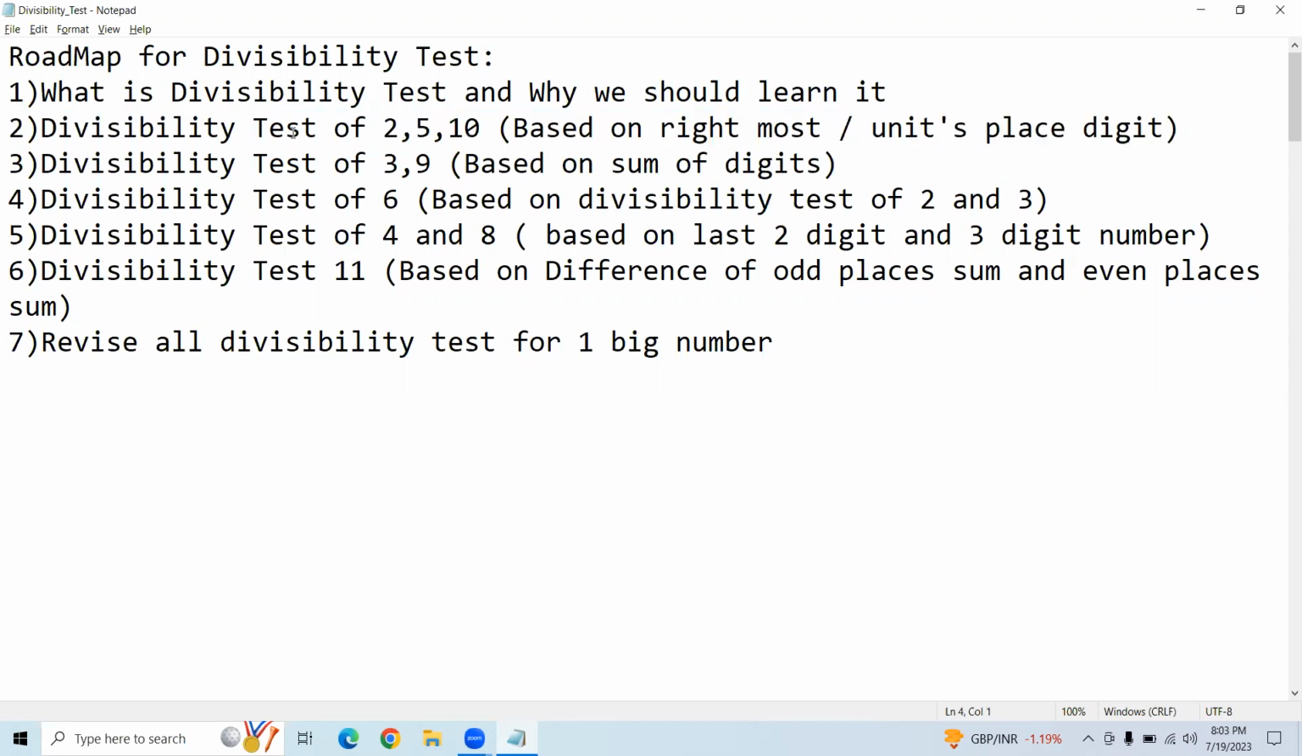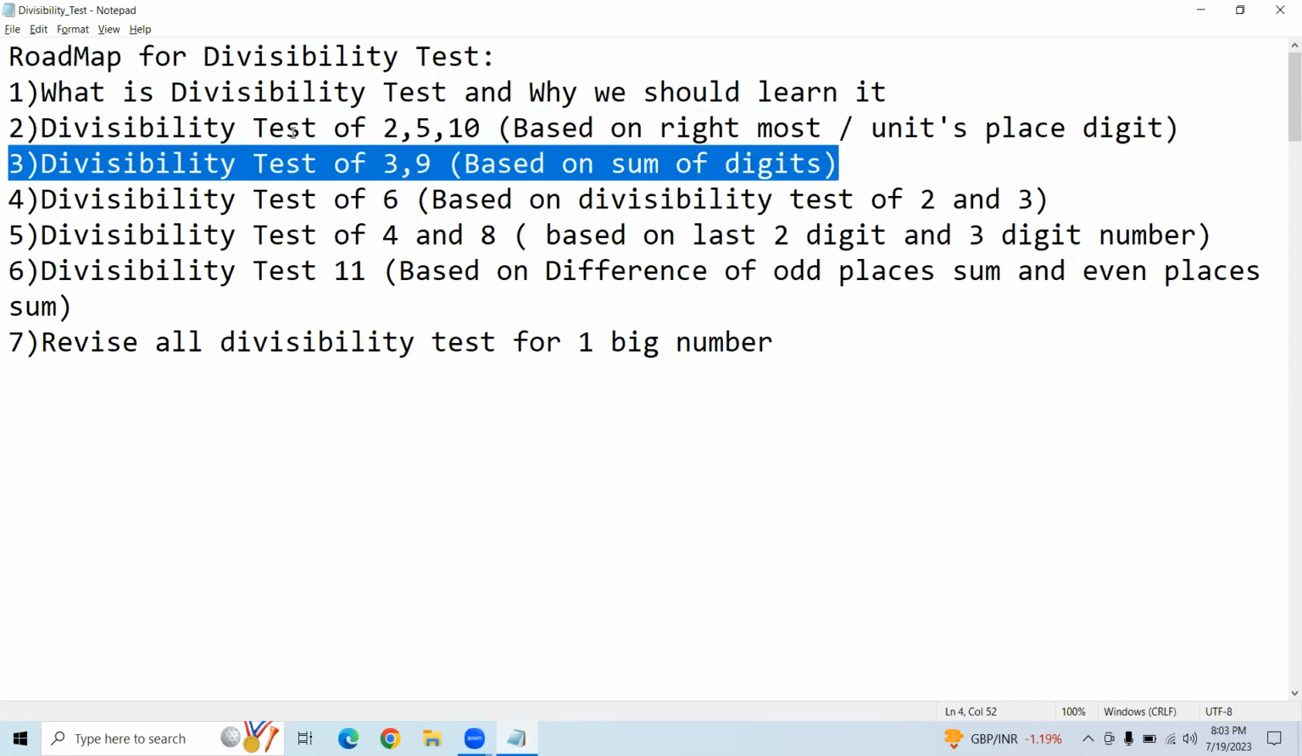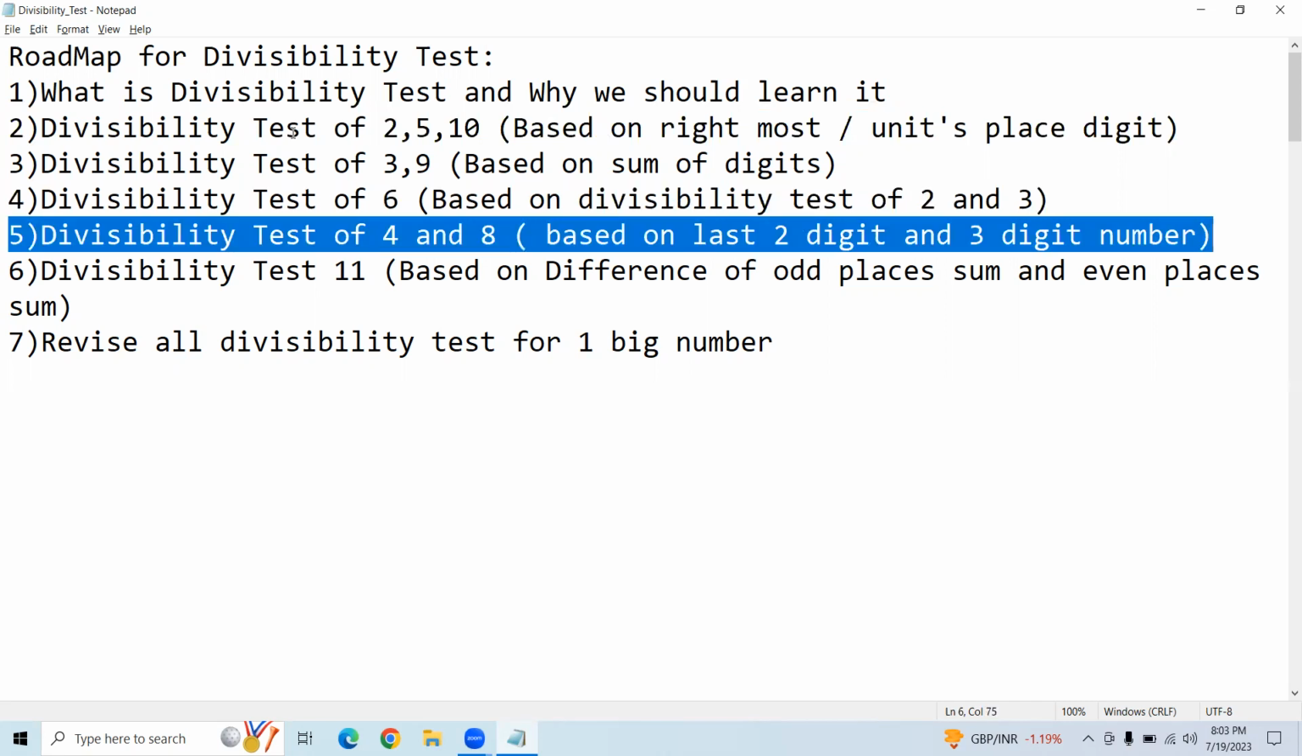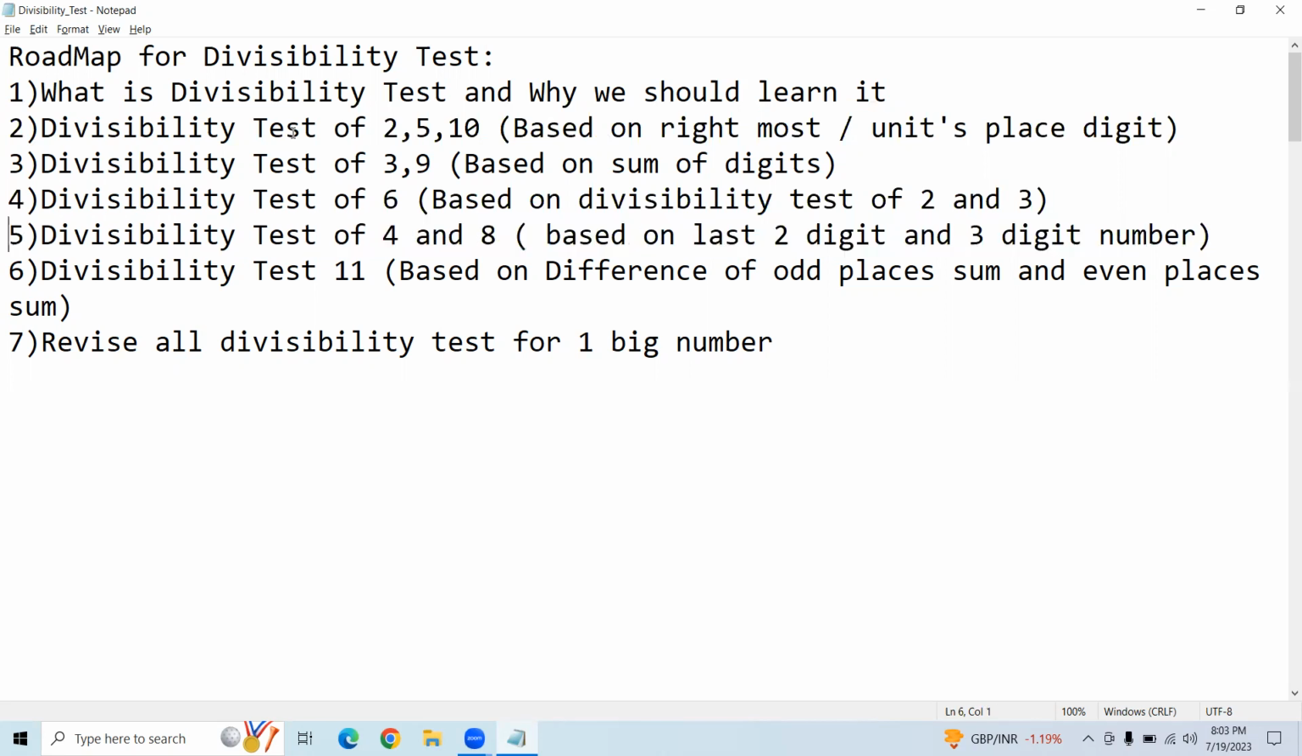Then we will go for the divisibility test of 3 and 9, which is based on the sum of the digits. Then we will do the divisibility test of 6, which is based on the divisibility tests of 2 and 3. Then we will do the divisibility test of 4 and 8, which is based on the last 2 digits and last 3 digits, depending on which number you are doing. If you are doing it for 4, it's based on the last 2 digits. If you are doing it for 8, it is the last 3 digits.